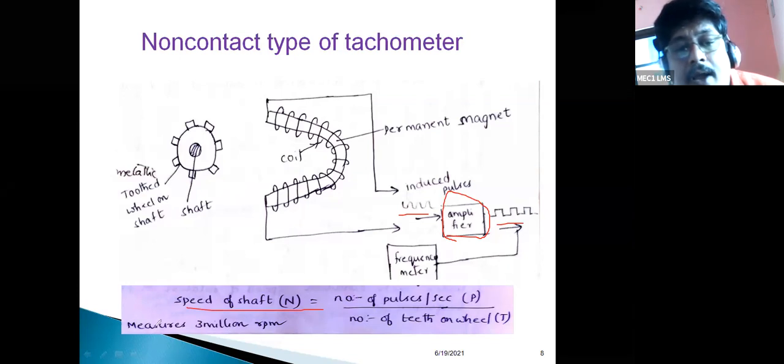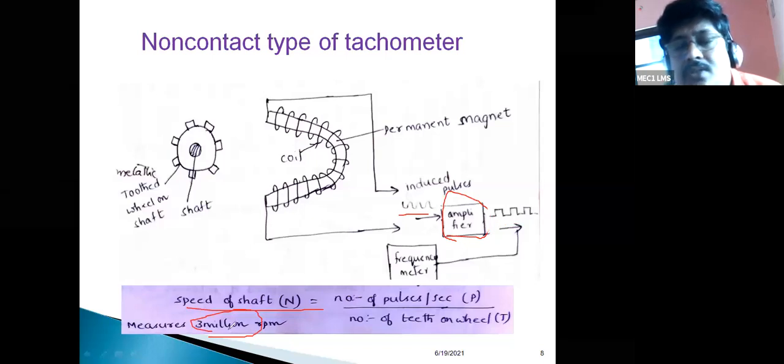And it measures up to 3 million RPM. That means a very high speed rotating shaft. With the help of this, we can measure very high speed.